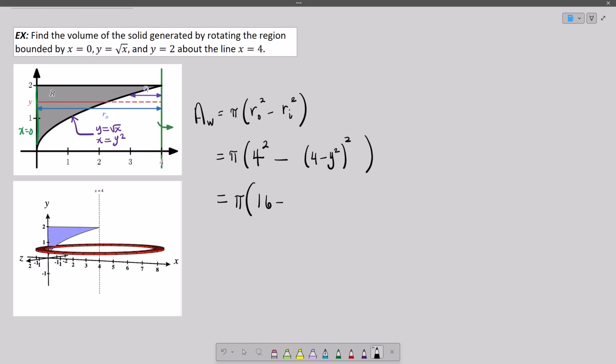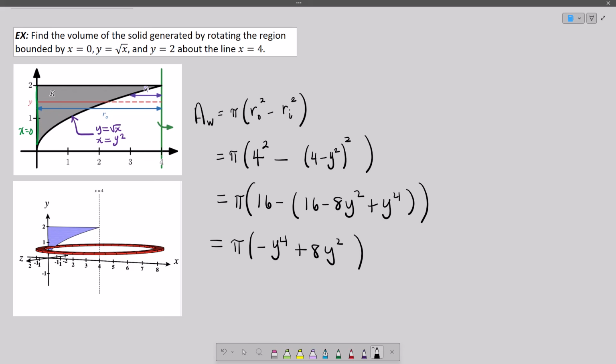If we simplify this, we will get some 16s that cancel. So our simplified formula for the area of this washer, those 16s cancel, this minus distributes. I'll write it in descending order because it's kind of what we like to do when possible. Until we get to infinite series, then we'll write it in increasing order. Any questions up to that point?